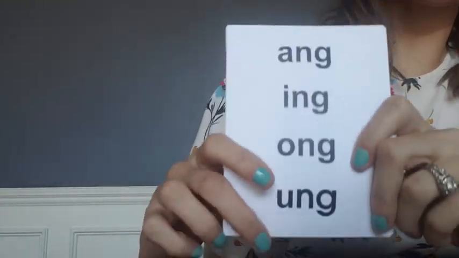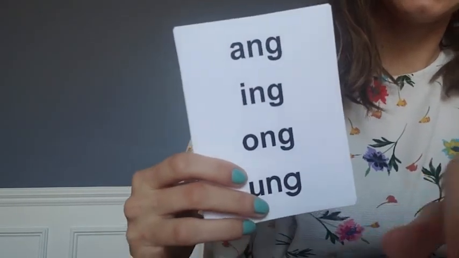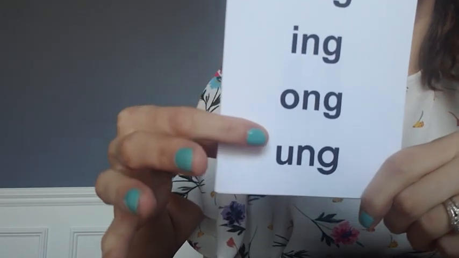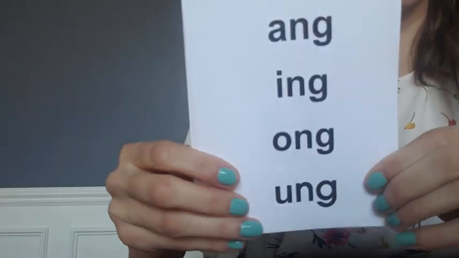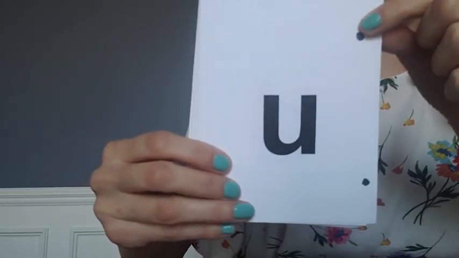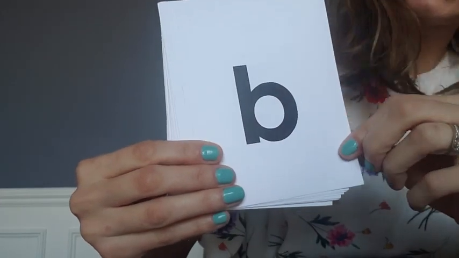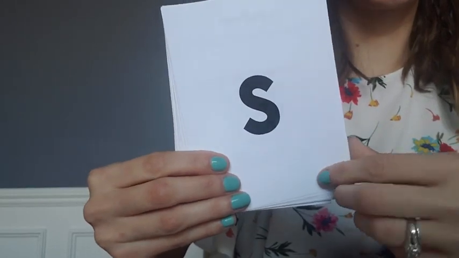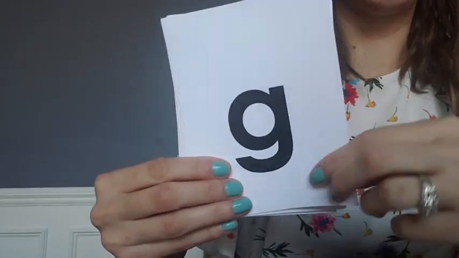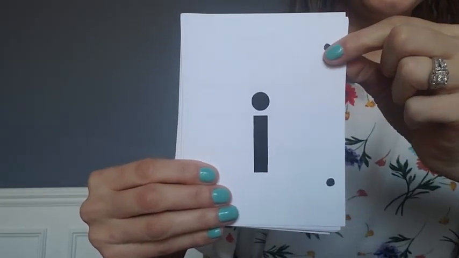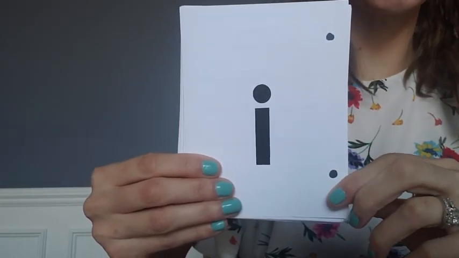All right, let's put Z in front of it. Zeng, zing, zong, zung. That's silly. A, U. B. S. G. Onk. I, I. What's the rule?